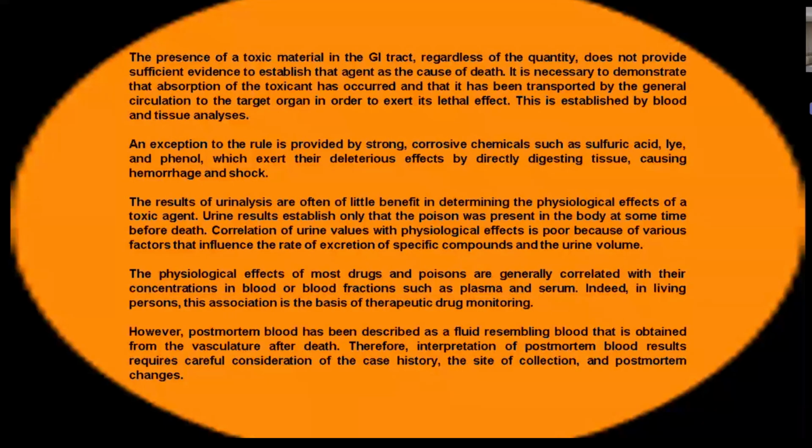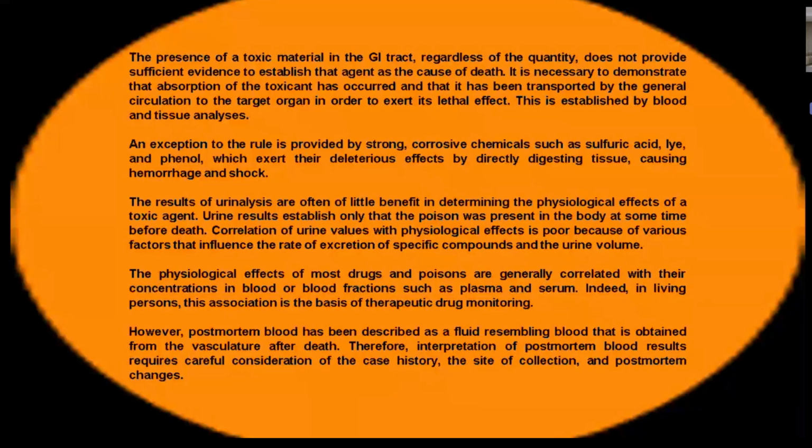So correlation of the urine value with the physiological effect may or may not be possible, because excretion of different compounds occurs at different times and with different urine volumes. Generally, most drugs and poisons are correlated with blood and blood fractions. We can take plasma or serum for testing, and we get better therapeutic drug monitoring.